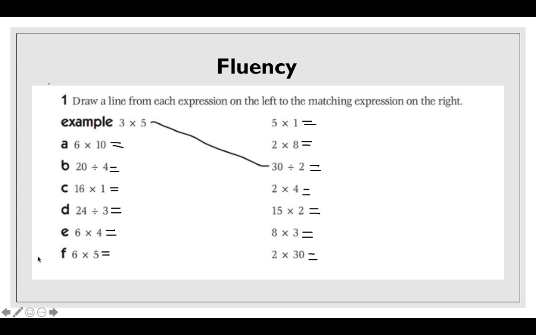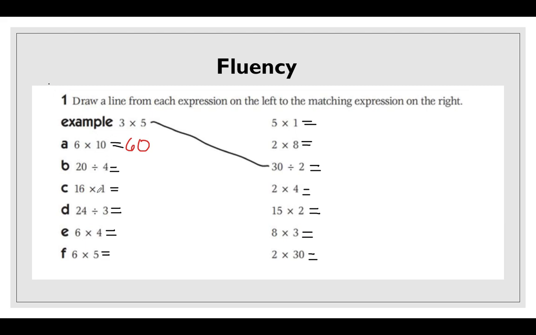matching expression on the right. So I put these little equal signs right over here because before I even start matching lines, I want to put the answer. So let's do 6 times 10 first. What's 6 times 10? Let me get my pen. So remember we can count by tens. You can hold up 6 fingers. 10, 20, 30, 40, 50, 60 is our answer. And I'm going to write that in first.